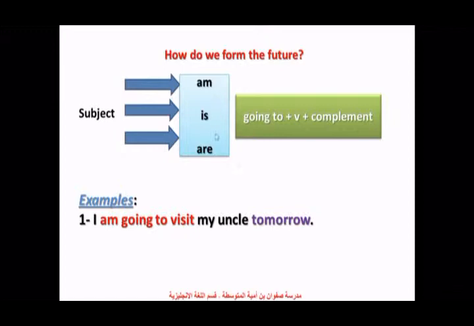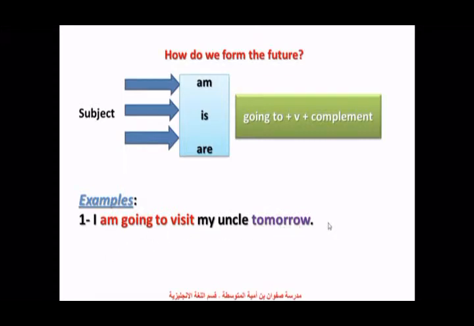Let's read these examples. The first one, I am going to visit my uncle tomorrow. Notice that the verb to be here is am. Why? Because am always goes with I. The subject here is I, and am goes with I. Then we have this expression going to, and then the verb which is in its zero form, visit, and the complement of the sentence. And here we have tomorrow, and as I said, tomorrow is always used in the future, so I am going to visit my uncle tomorrow.